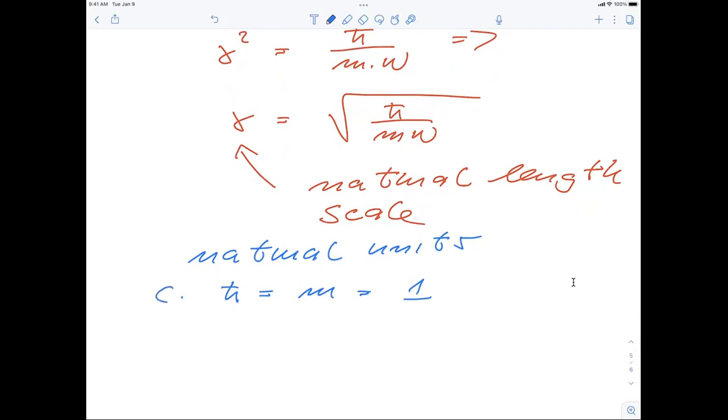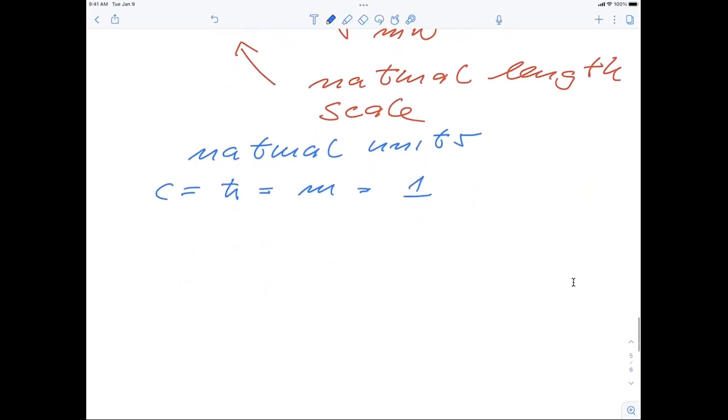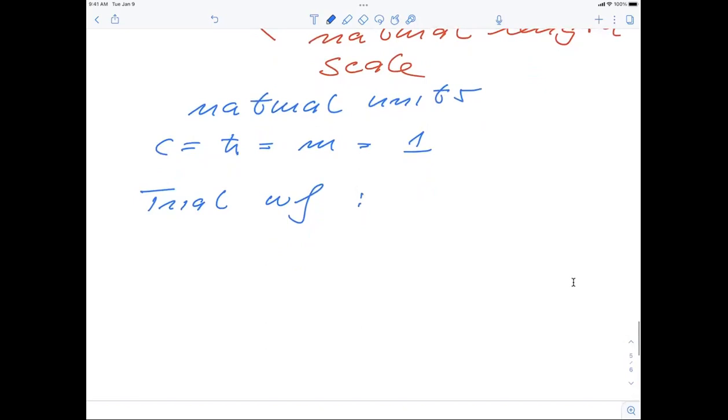So we will also have the speed of light. These are so-called natural units. And you see now that your gamma is going to depend on the parameters of the harmonic oscillator potential. Now, let's look at the form of the trial wave function. For the harmonic oscillator, the trial wave function is going to be given in one dimension.